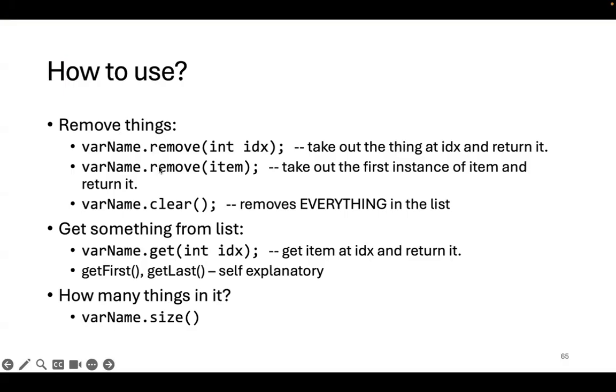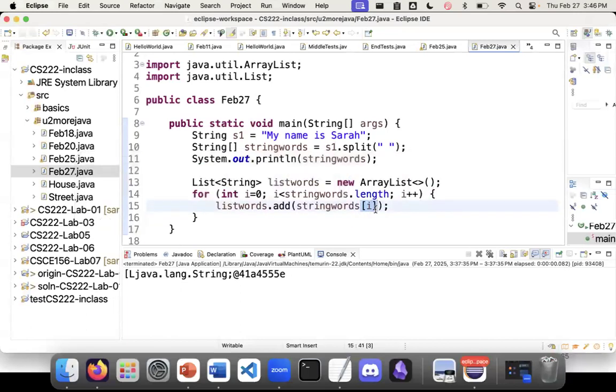These two can get tricky if the things in your list are integers. Because if you think about it, if you're trying to remove an index, but the data type is also integers, then it's going to be like, what are you giving me? So just be careful about that. Dot clear removes everything, clears it out. Dot get is the equivalent for this. If I say dot get I, that's equivalent to string words at I.